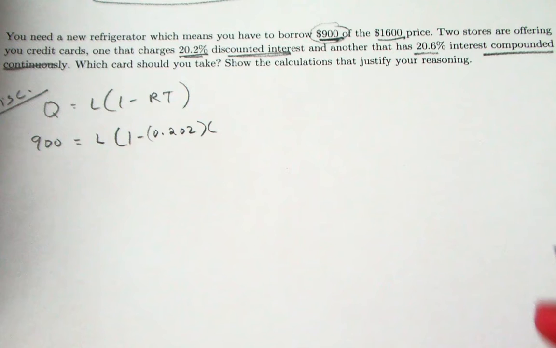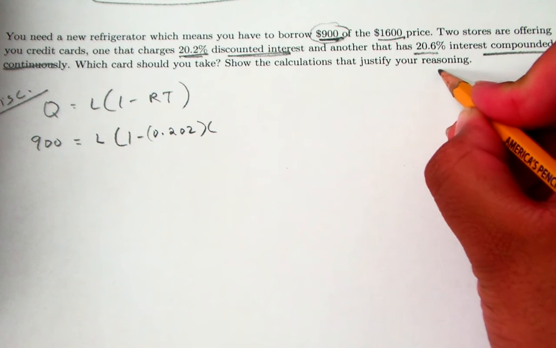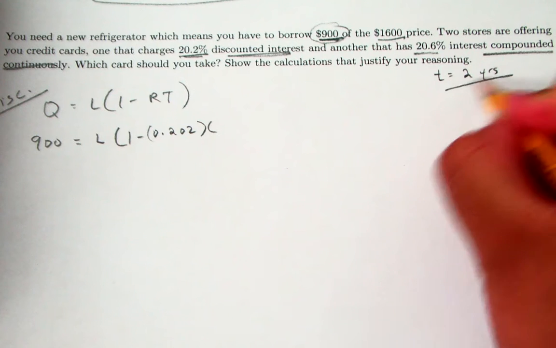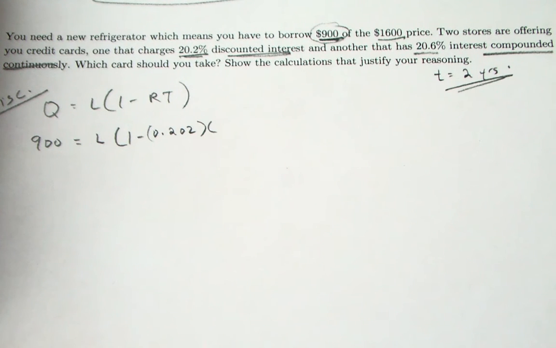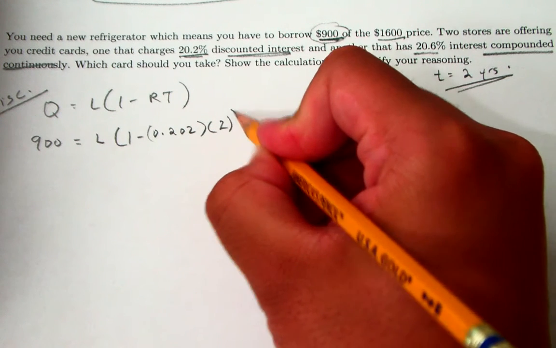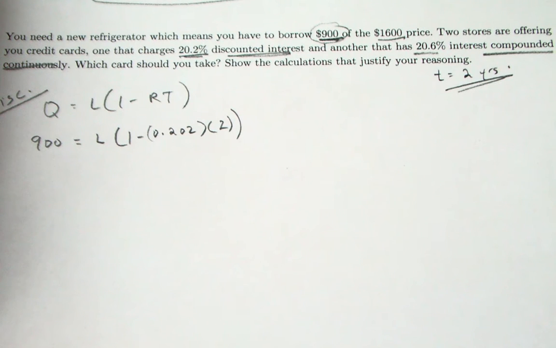How about that? My mistake. Let's say that this is going to take us 2 years to pay back. So, note to self, change this problem for next video. Anyhow, 2 years, sort of arbitrarily added there. 2 years to pay back the refrigerator loan. Sounds reasonable. Alright, let's take a look.